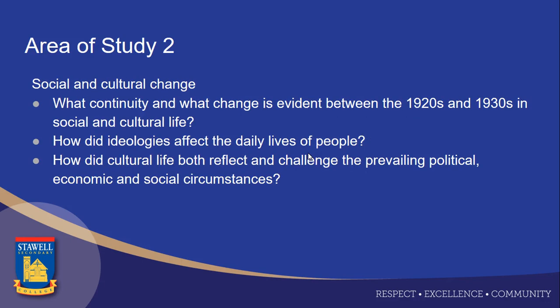Area of Study 2 looks at social and cultural change. So what continuity and change is evident between the 1920s and 30s? How did ideologies affect the daily lives of people? How did cultural life both reflect the challenges of prevailing political, economic, and social circumstances? So we're looking at the emergence of societies driven by new ideologies, and in some countries, the consequences of oppression and persecution of certain groups of people.